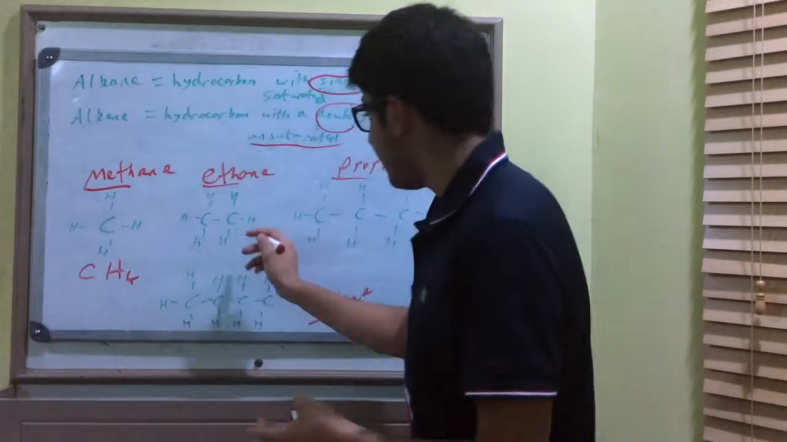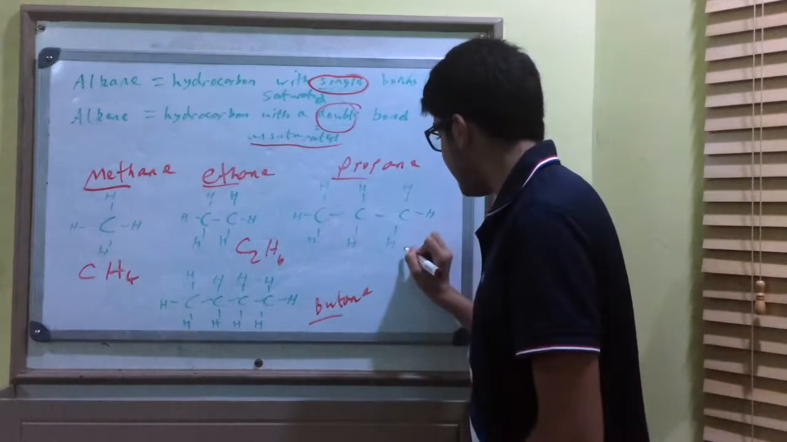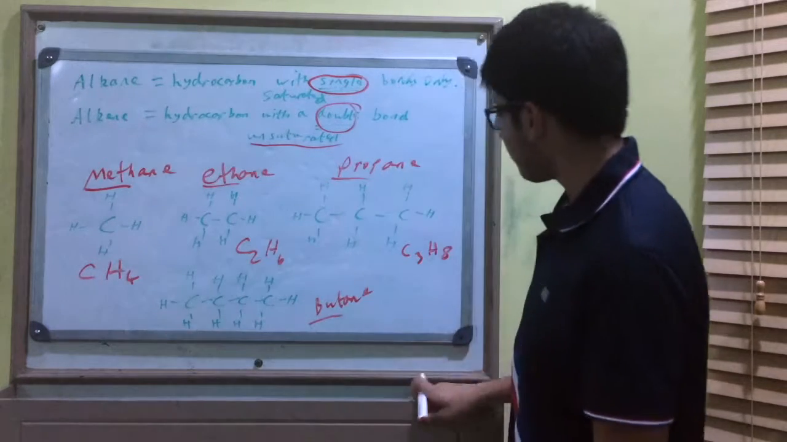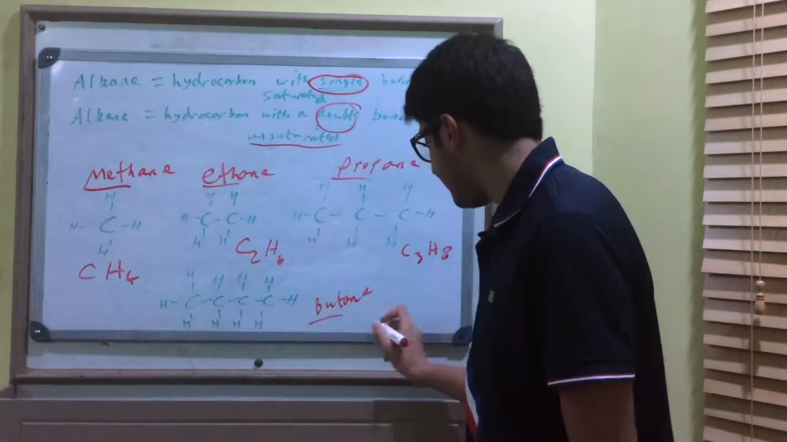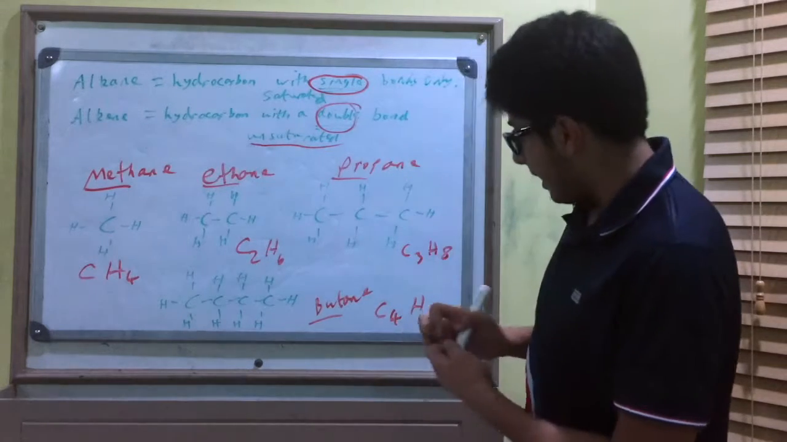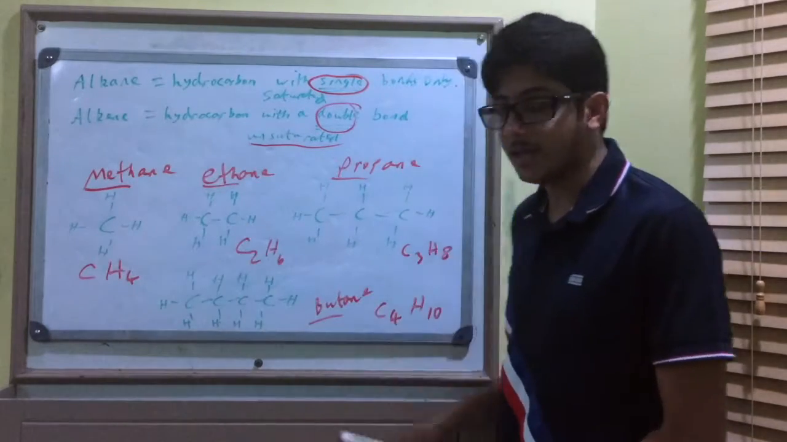CH4. Ethane is C2H6. Propane is C3H8. And butane is C4H10. You need to know the chemical formulas for the alkanes.